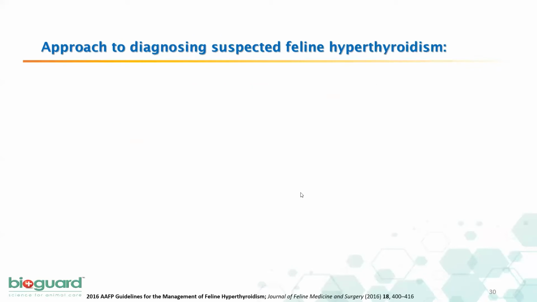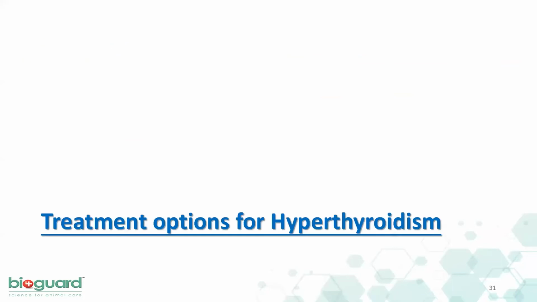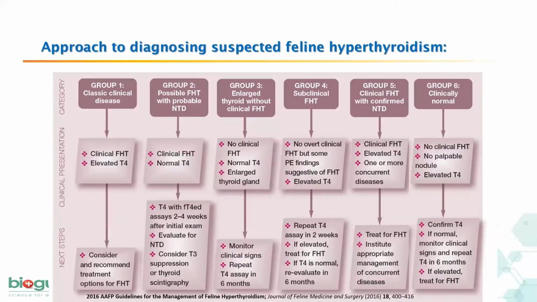So here in 2016, AAFP have given us some guidelines which are very useful for the diagnosis of hyperthyroidism. It has divided the cases into six groups.